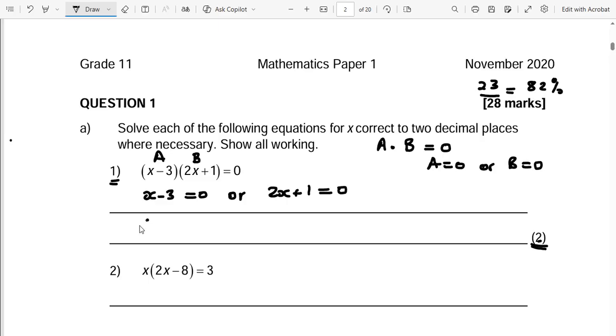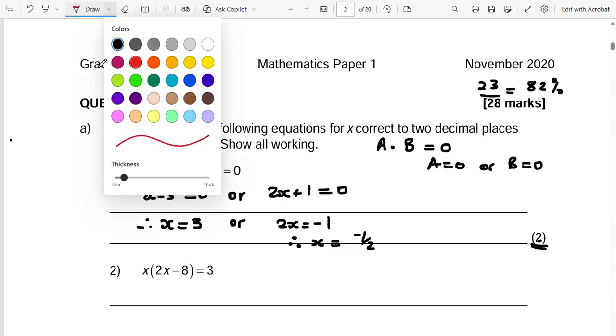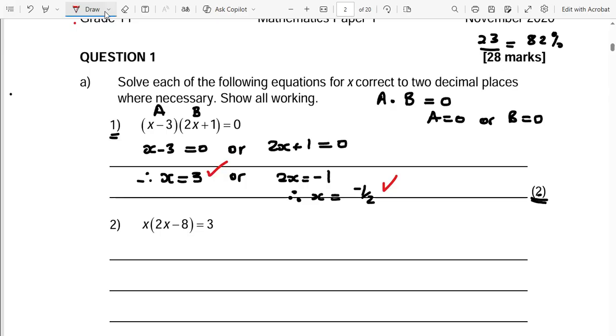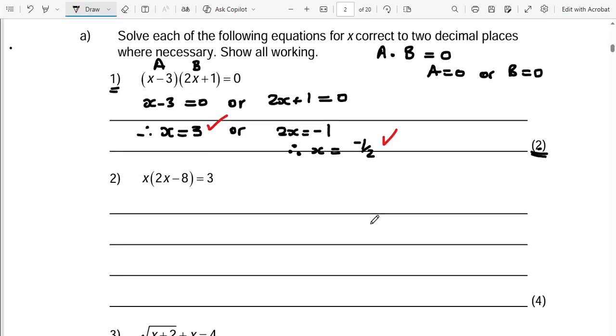So when we solve for x, bring the 3 to the other side, it becomes positive. Your x is 3. Or on the other side, we bring the 1 to the other side. So this will be 2x is equal to minus 1. Then divide both sides by 2. This will give us x as minus 1 over 2. And that's a 2-mark question. Okay, so now when they give you, this is just only 2 marks. Now, how are they going to mark this? There will be 1 mark for this answer, 1 mark for that one. That's how you collect the 2 marks. Okay, without wasting time, let's move to the next question.